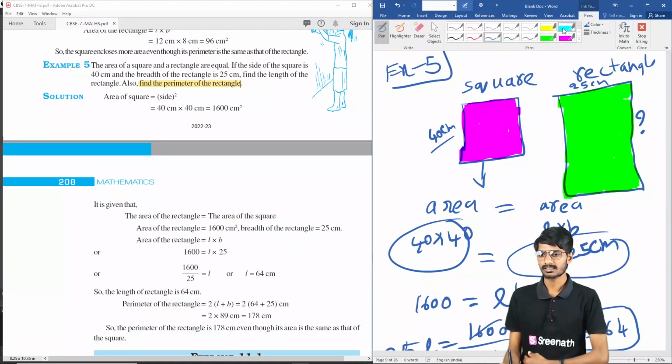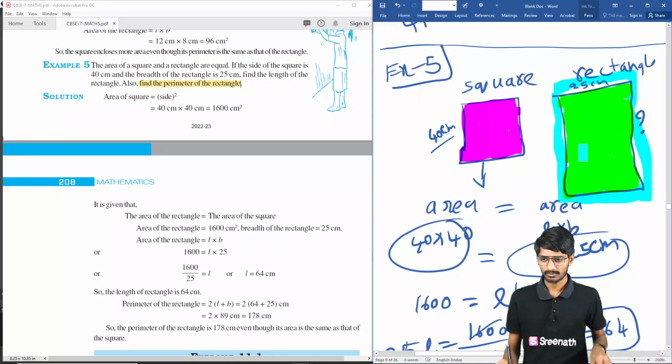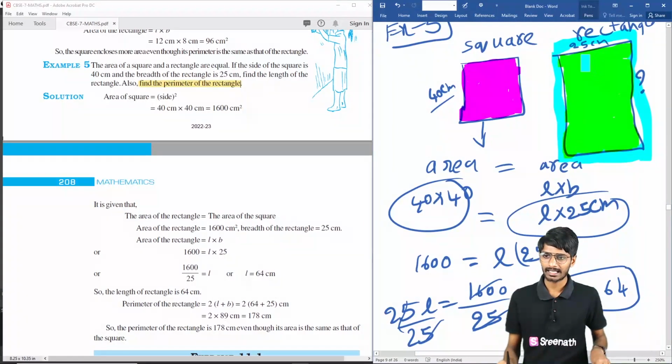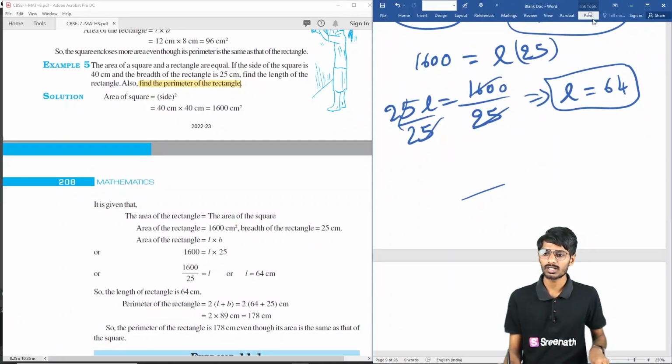So perimeter means the region around the rectangle. Okay, what is the perimeter? Length is 25 centimeters. What is the breadth? It is 64 centimeters. Then what is the perimeter of the rectangle?